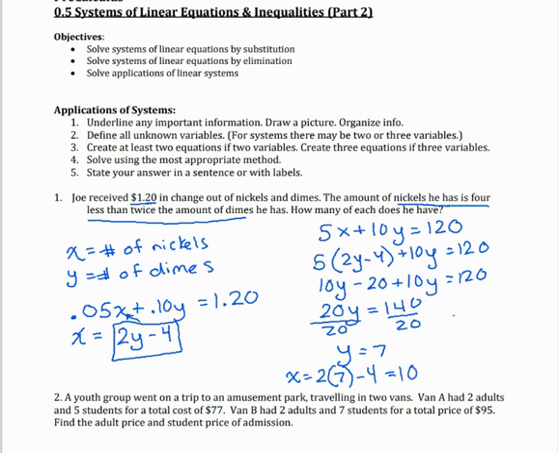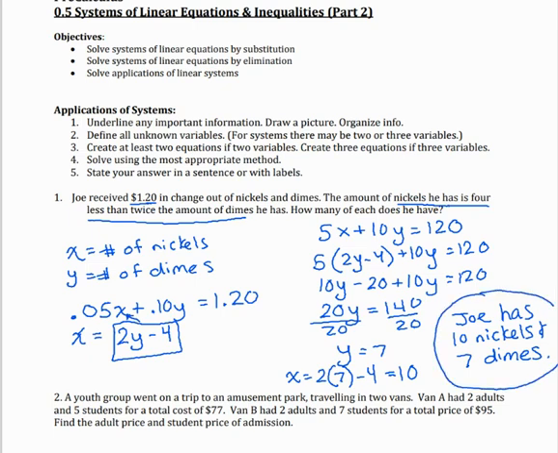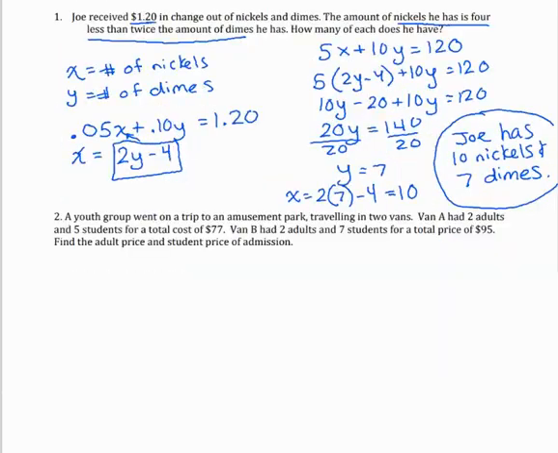So what does this mean? Joe has 10 nickels and 7 dimes. And let's think about, does that make sense? 7 dimes is 70 cents, 10 nickels is 50 cents, and 70 cents and 50 cents makes $1.20. There we have it. Okay, so you try number 2. Read the scenario, make sure to define your variables, write your equations, solve, and then state your answers, just like I did with number 1.